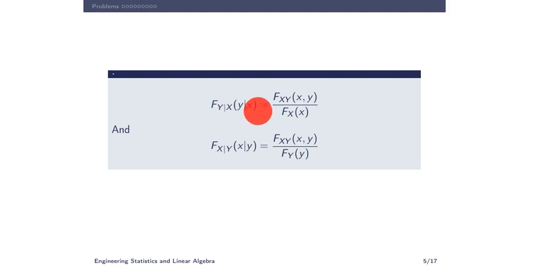Similarly, the cumulative distribution function, capital F, can also be derived in the same manner. That will give F_{Y|X}(y given x) as F_XY(x,y) divided by F_X(x). Always remember that the given condition comes as the denominator. So we can similarly write f_{X|Y}(x given y) is f_XY(x,y) divided by f_Y(y). Joint distribution divided by marginal distribution.